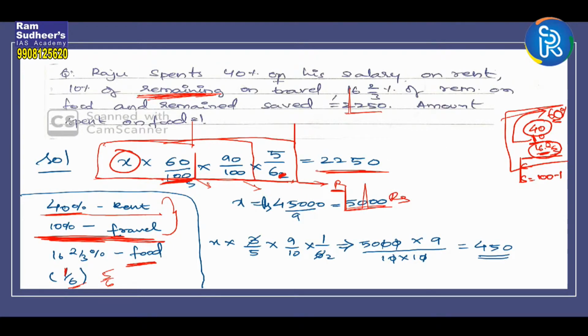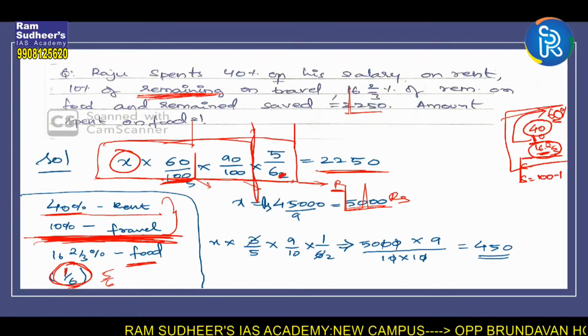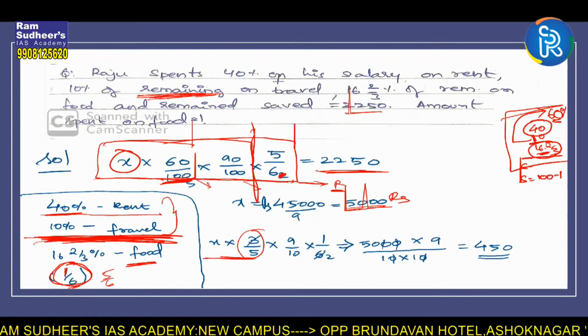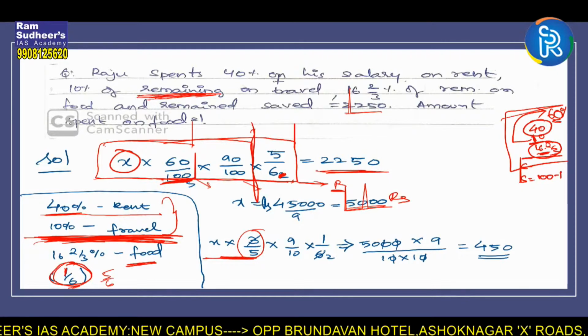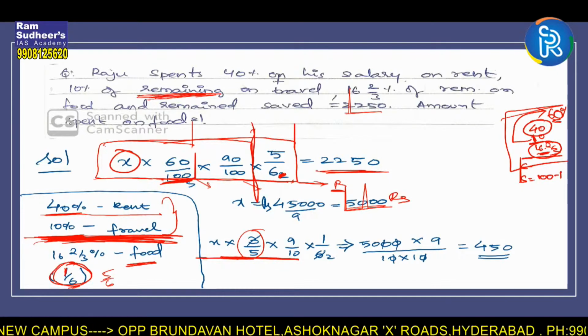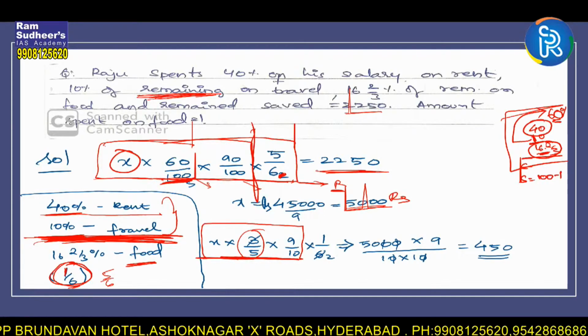And the question asked is not about x, the question asked is about the amount spent on food. The amount spent on food is this 1 by 6 of the remaining. Now, x into 60 by 100, I have written it as 3 by 5. After spending 40% on rent, 3 by 5 is remaining over here, and after spending 10% of the remaining on travel, 9 by 10 is remaining over here, and this is the remaining amount before he spent on food, and therefore the amount spent on food is 1 by 6.